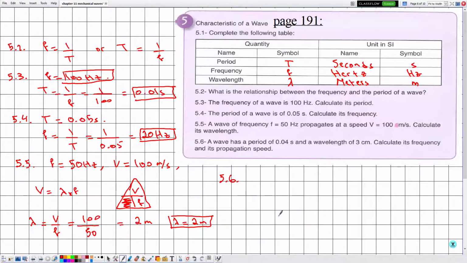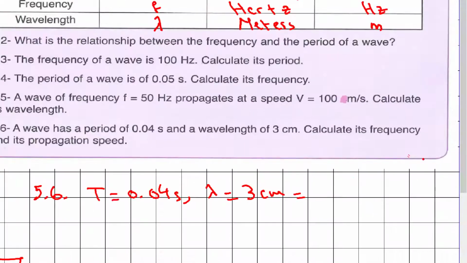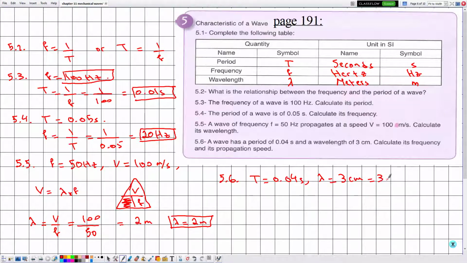Now in 5.6 they are telling us a wave has a period of 0.04 seconds. And the wavelength lambda is equal to 3 centimeters. Knowing that centimeters is not the SI unit of the wavelength, in order to convert from centimeters to meters, we divide by 100. So recall that from centimeters to meters, we divide by 100. This is equal to 0.03 meters. So we have the value of the wavelength and the value of the period.